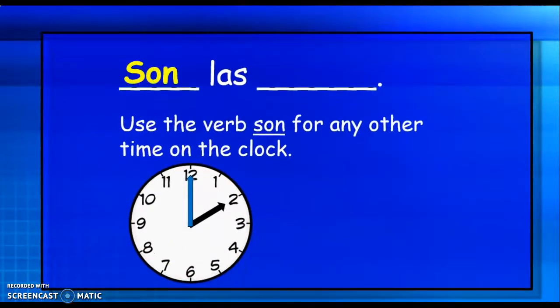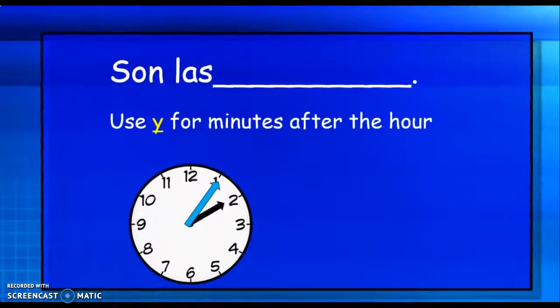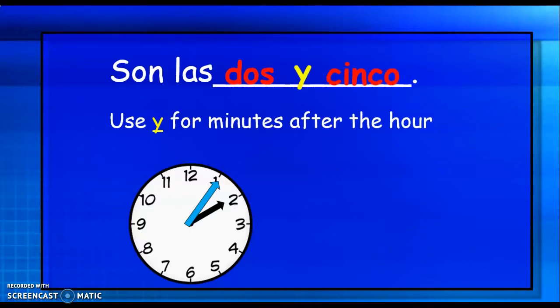When you want to say that a time is more than just 1 o'clock, you would use son and then the number, and notice that now you use a plural form of the word las. Son las dos. Son las dos. If you want to say it's some minutes after the hour, you would use the word y, which is the word for and. So you would say son las dos y cinco. So it's 2 plus 5 minutes is understood.